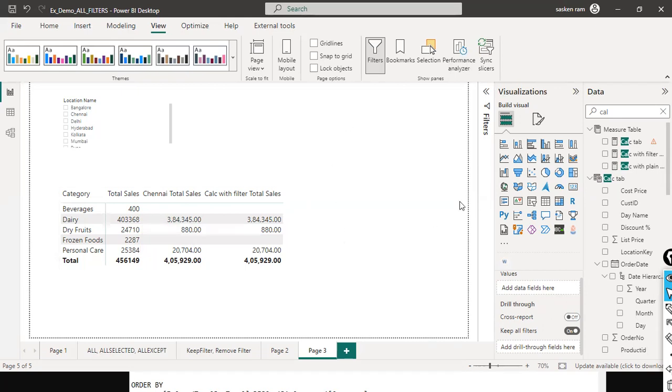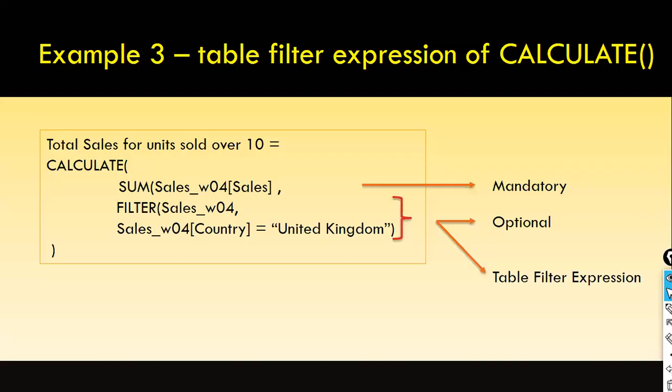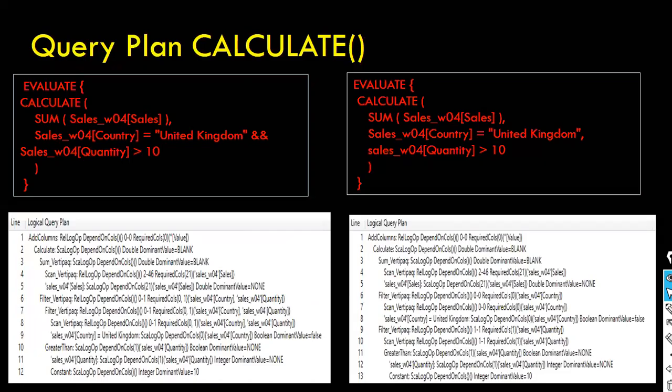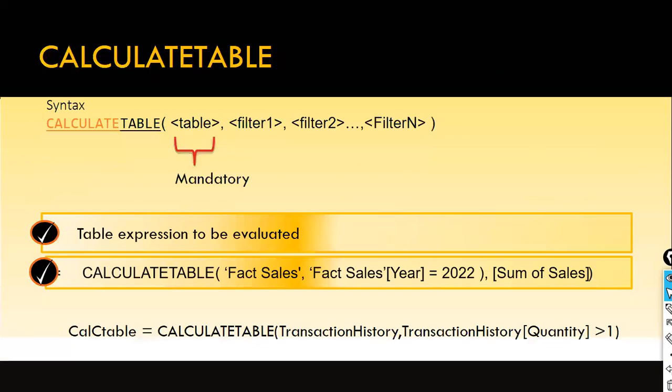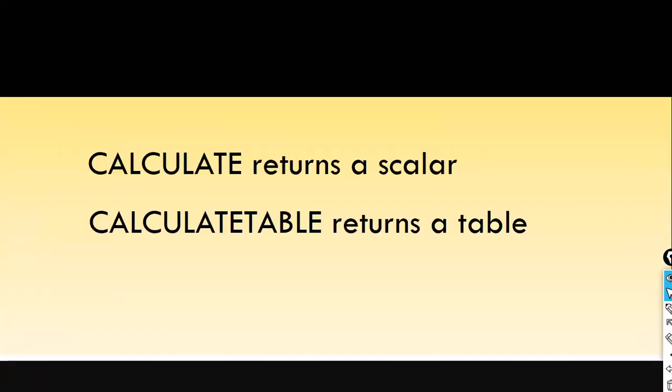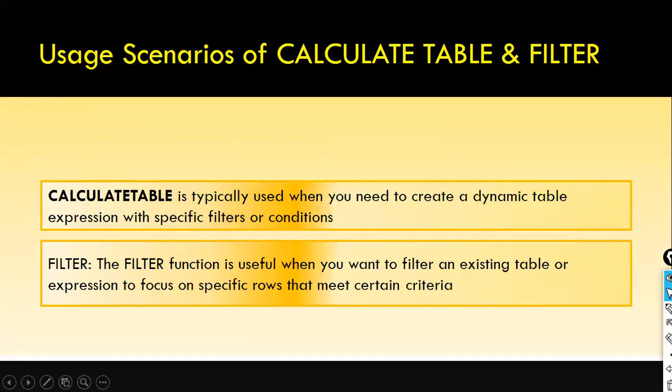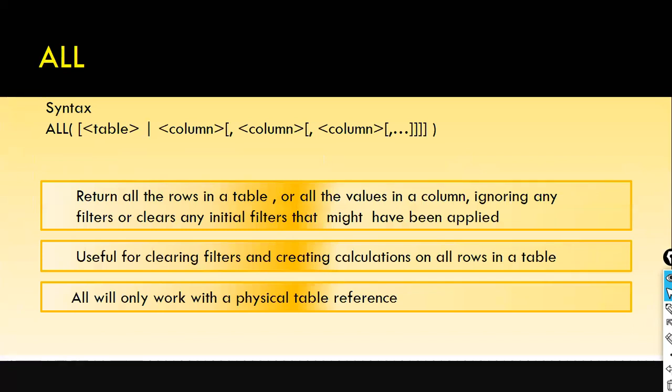Okay. Fine. So now you understood the calculate function, and the filter function also. Next, we have something called the ALL function. With ALL, we can perform two tasks. Using the ALL function, you can duplicate an existing table.